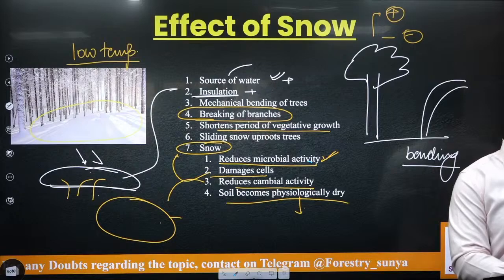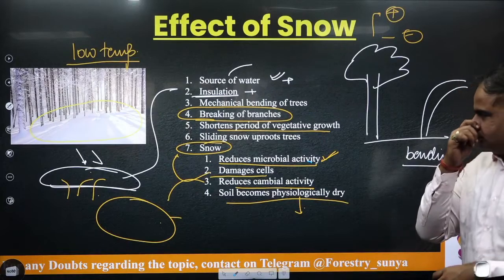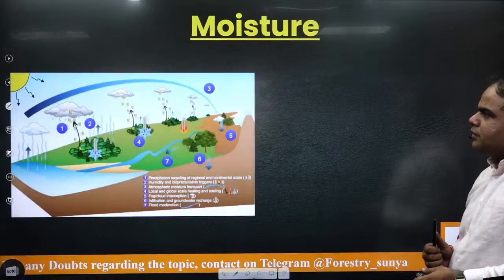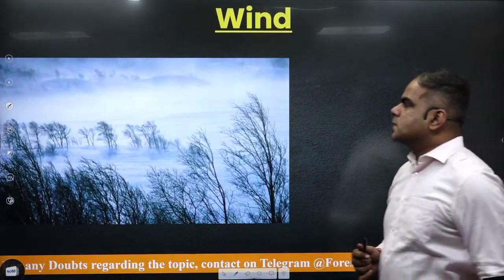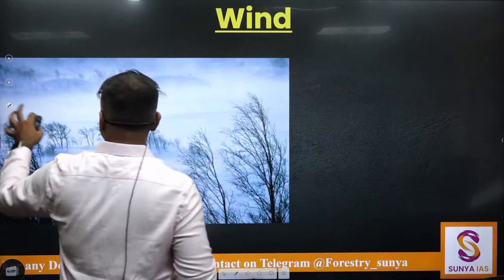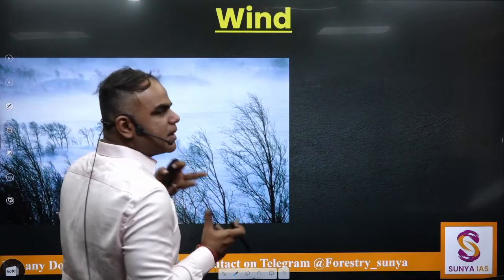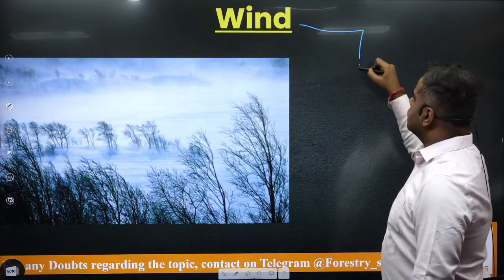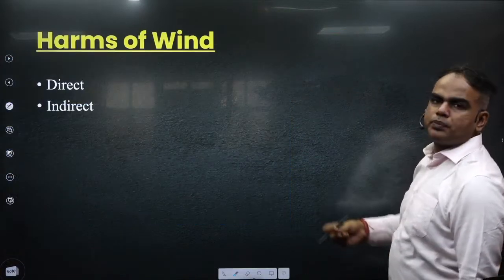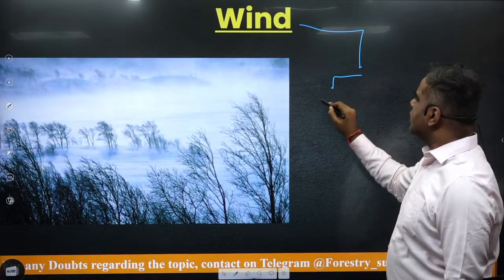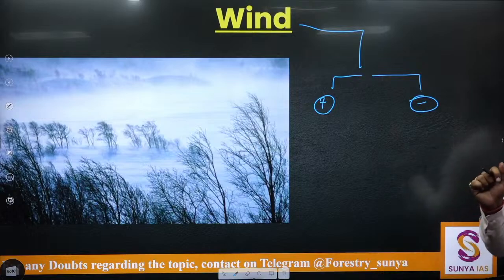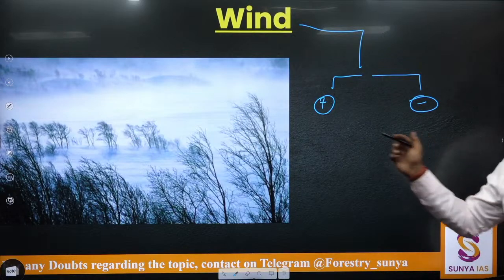Now moving on to the other part here, we can move to this part. Similar issue, we'll also have a look at wind. So wind is again going to be important for dispersal of seeds. With wind also, both things we'll have a look at. What are the positives they do, and what are the negatives of wind.